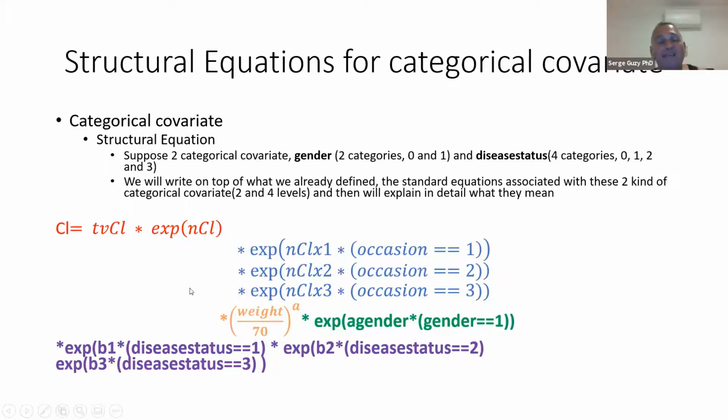The program can compute what is called the likelihood, which is proportional to the probability. What is the probability that the TVCL, the NCL, the NCLX1, X2, and X3, the A and the B1, B2, and B3 explain the data for that individual? And then you go to the next individual, etc.